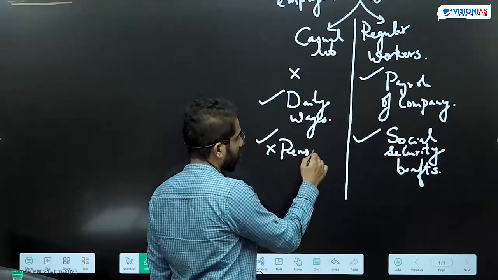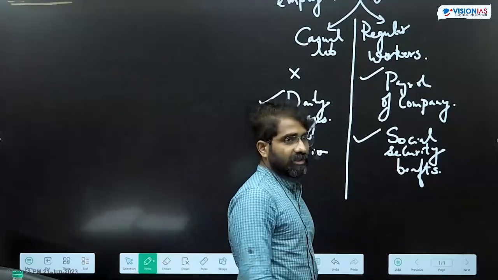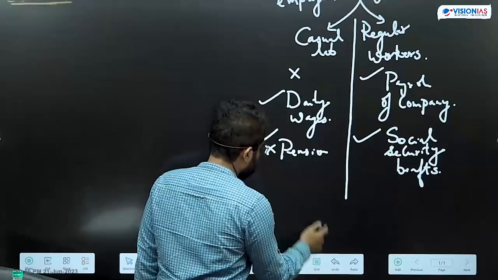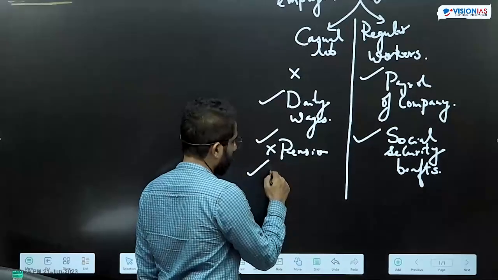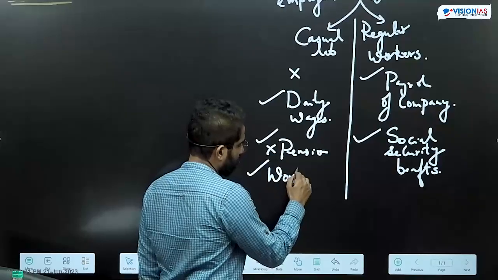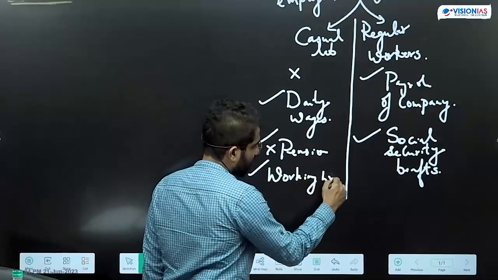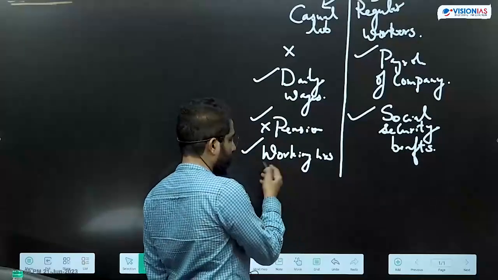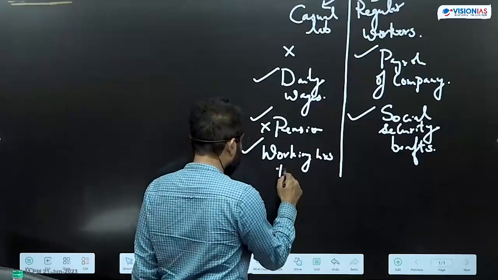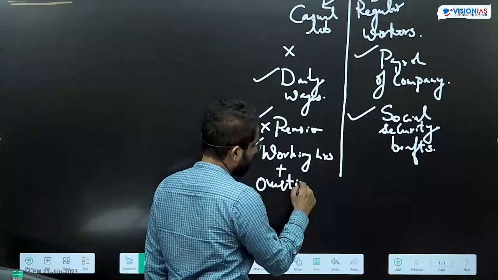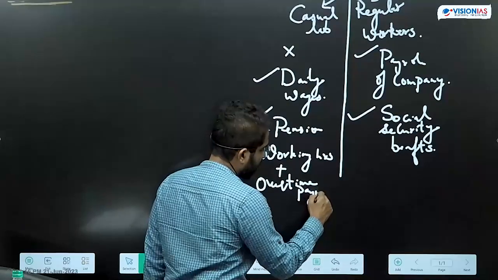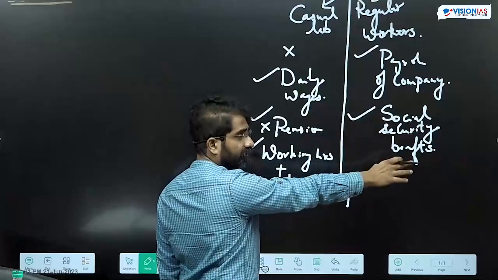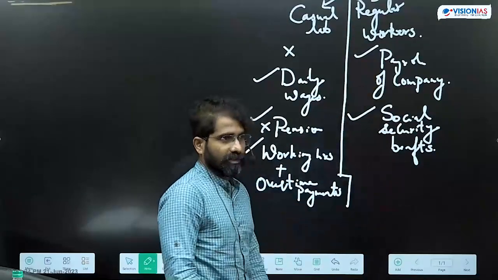For example, if I talk about something like pension, all the social security benefits may not be there. But maybe working hours: they are also eligible for regular working hours, and such rules are applicable. If they do overtime, payments may be given to them. But they will not have all the social security benefits given to regular workers. I think it is clear.